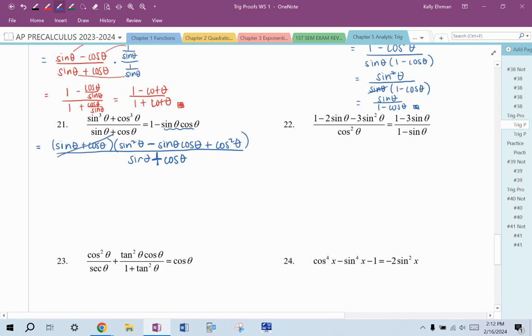Okay, and then this sine plus cosine can cancel with that one. So that leaves us with sine squared theta minus sine theta cosine theta plus cosine squared theta. Always be on the lookout for Pythagorean identities. So sine squared plus cosine squared is equal to 1. There we go, 1 minus, not 2, minus sine theta cosine theta, which is what we're trying to get on the right side. So we are finished.